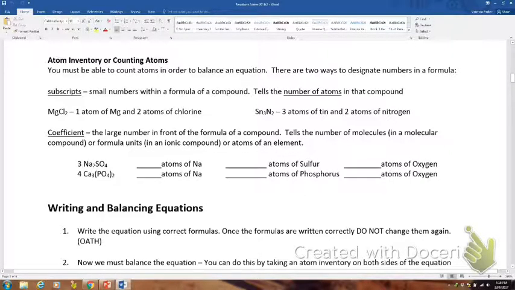But if you have a coefficient, which is the large number, which is the way we're going to balance the equation, that coefficient counts for everything that comes behind it. And so let's look at this example real quick.